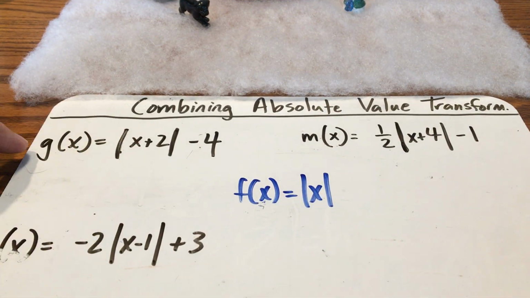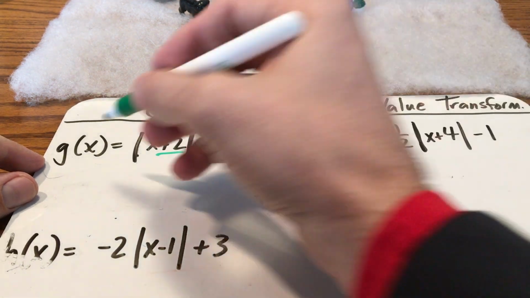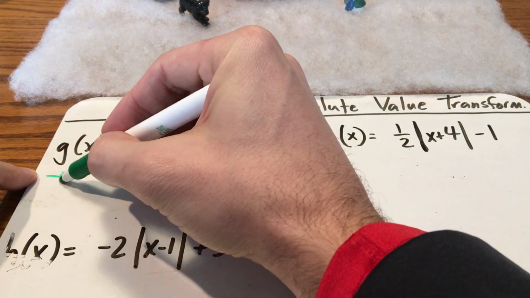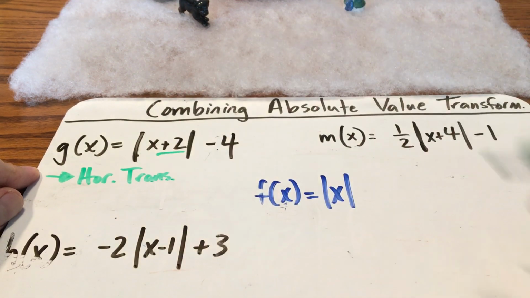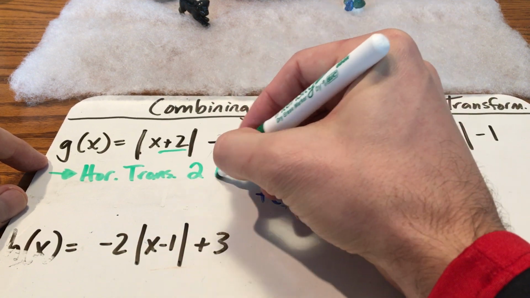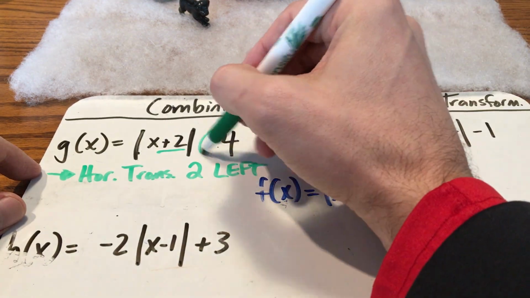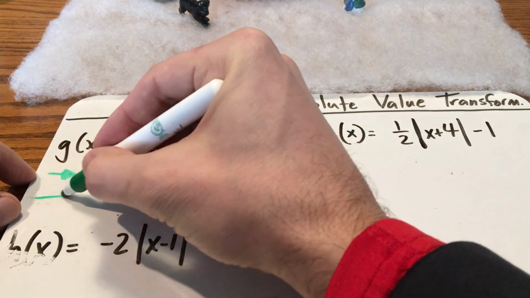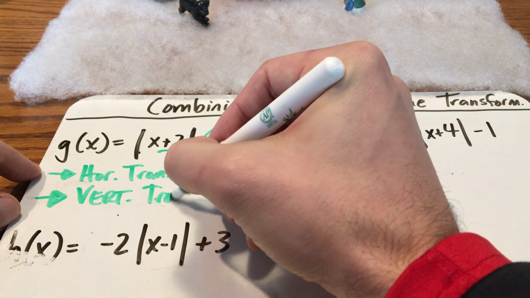What have they changed about this guy? They've done a couple of things. The first thing I notice is they have a +2 inside the absolute value. What does that represent? We just talked about it, right? When it's inside, that is a horizontal translation, and it's always the opposite when you have horizontal. So this is not 2 to the right. This is 2 places to the left. And then they have the -4 at the end, right here. The -4 at the end is a vertical translation, and this is going to be 4 down.